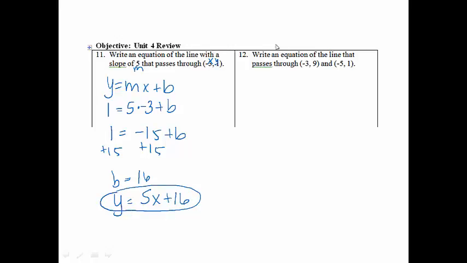All right, number 12, write an equation of the line that passes through negative 3, 9 and negative 5, 1. Okay, again, my whole goal is to get a y equals mx plus b. I'm going to find the slope first. If you're a labeler, x1, y1, x2, y2. So we'll do y2 minus y1, so 1 minus 9, and then over x2 minus x1, we'll get negative 5 minus negative 3. That will give me negative 8 on the top, and on the bottom, I'll get negative 2. And then negative 8 divided by negative 2 is 4. So I just found m.